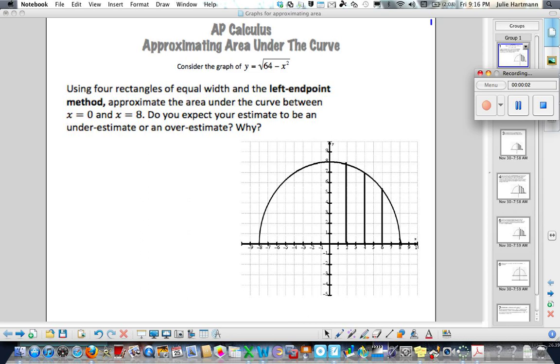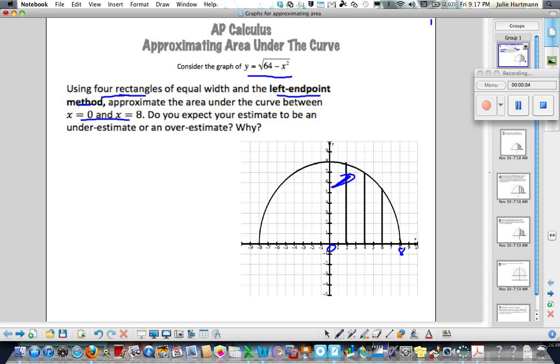In this section, we are going to be approximating the area under the curve. We are specifically looking at the graph of y equals square root of 64 minus x squared. The first time, we're going to do this several different ways. The first one, we're using the left endpoint method. We are going to use 4 rectangles of equal width, and we're approximating the area under the curve between x equals 0 and x equals 8. So between 0 and 8, we want this entire area, we're going to approximate that.